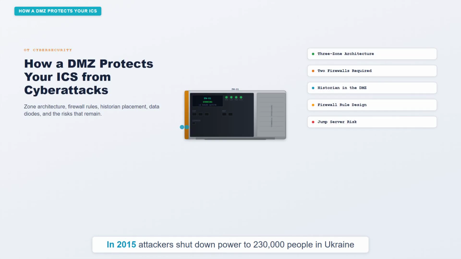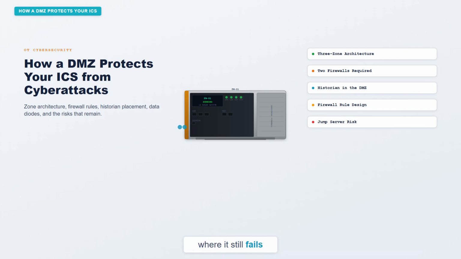In 2015, attackers shut down power to 230,000 people in Ukraine. They did not break any encryption. They did not bypass any authentication system. They walked through the front door because there was no DMZ. In this video, we are going to cover exactly what a DMZ does, how it stops the most common attack paths into an ICS network, and where it still fails.